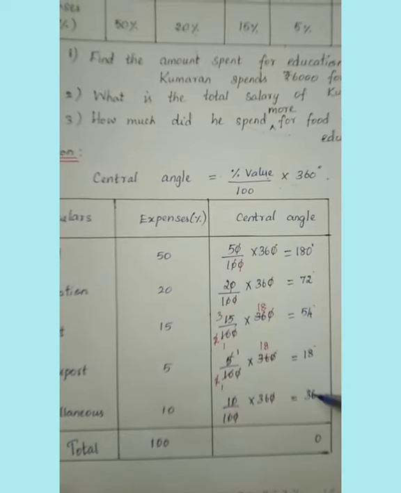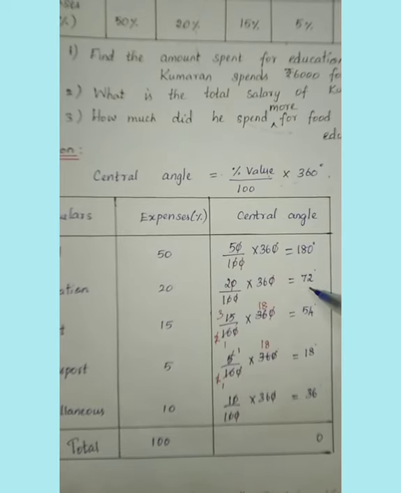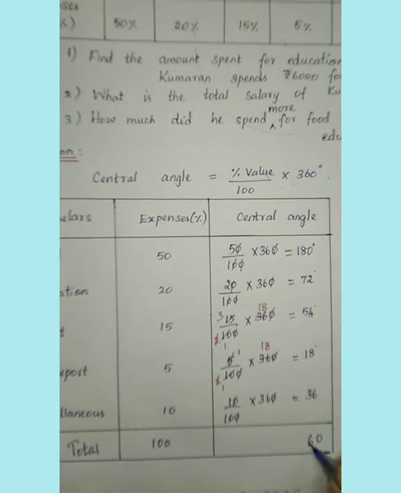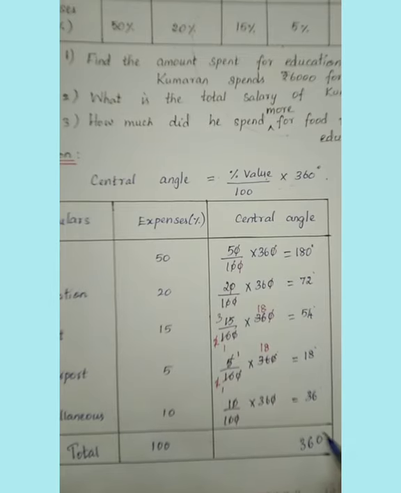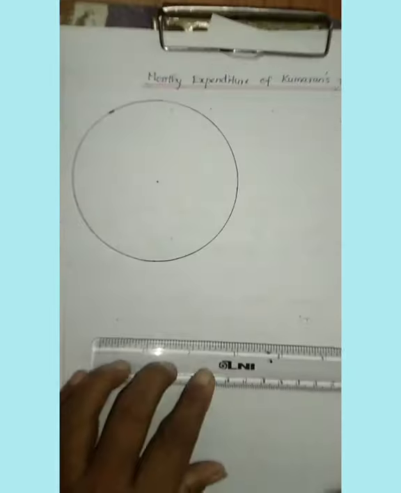Then we can add: 180 plus 72 plus 54 plus 18 plus 36. So the total central angle is 360 degree. So whatever we have calculated, that is correct.